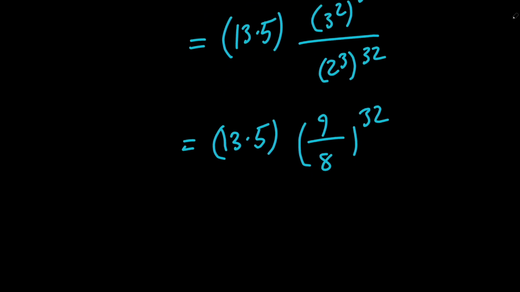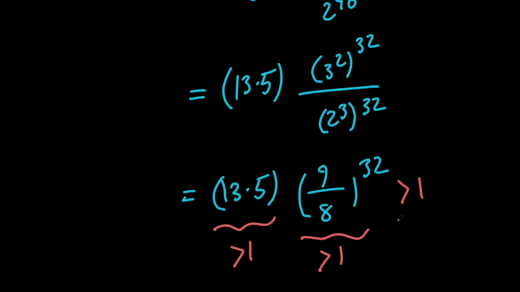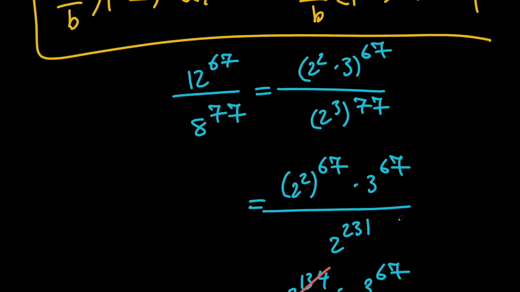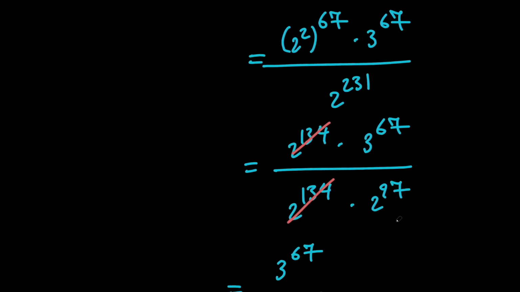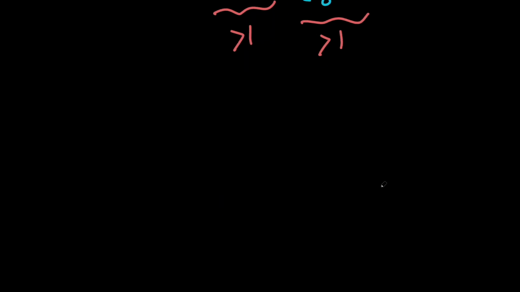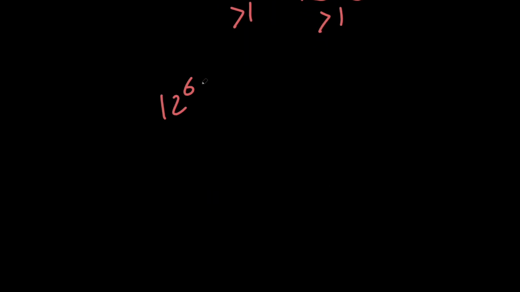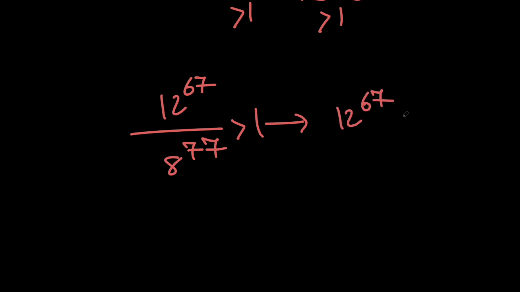And now we can say that we have a product of two numbers that are greater than 1. And the product of two numbers that are greater than 1 is indeed greater than 1. So that means that our ratio, which is 12 to the power of 67 divided by 8 to the power of 77, is greater than 1. So we have shown that 12 to the power of 67 divided by 8 to the power of 77 is greater than 1, which means that 12 to the power of 67 is the greater number.